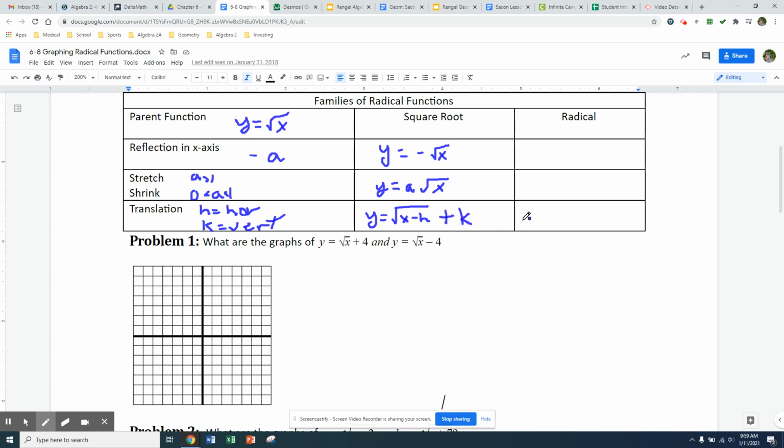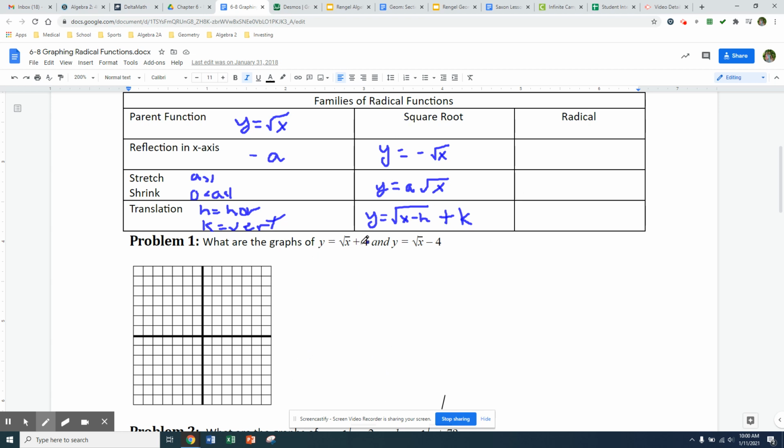Now the h, you have to kind of think opposite. A minus h is a move to the right. A plus h is a move to the left. Plus k is a move up. Minus k is going to be a move down. We also have a spot reserved for other radicals, like cube roots and fourth roots, but we are only focusing on square roots. That's why I'm only filling out this column.